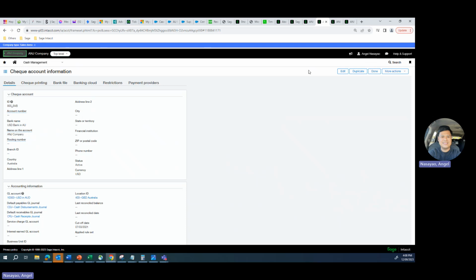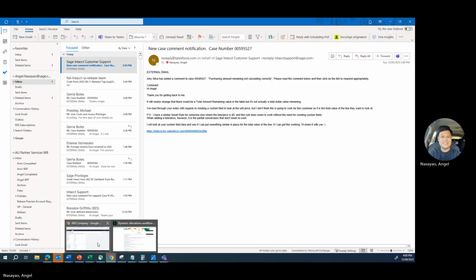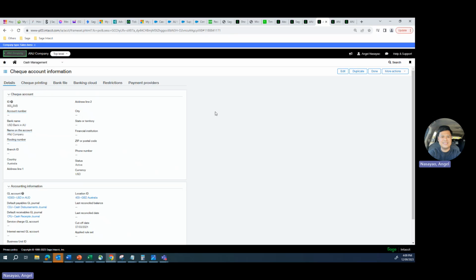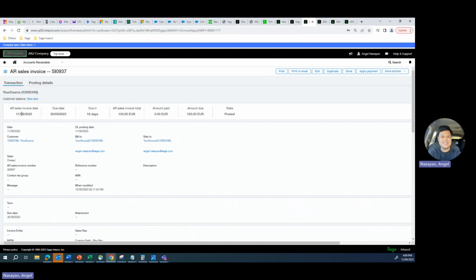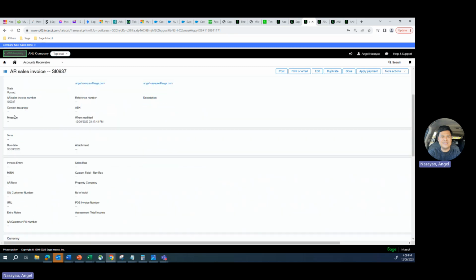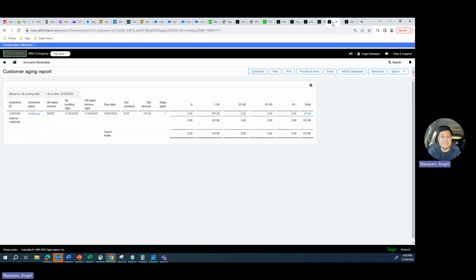All right. So the workaround in here is what I mentioned earlier in the email. If we look at this one here, this is the invoice again, right? So this is the invoice. I dated it the 11th, yesterday. And I can just run the AR aging in here.